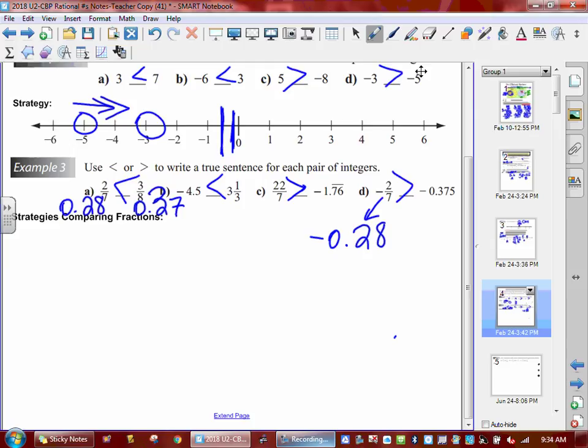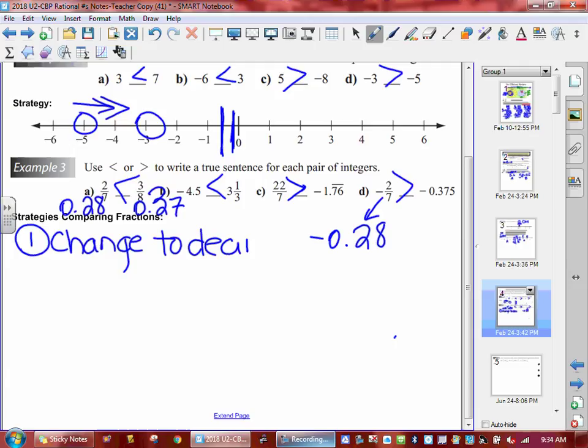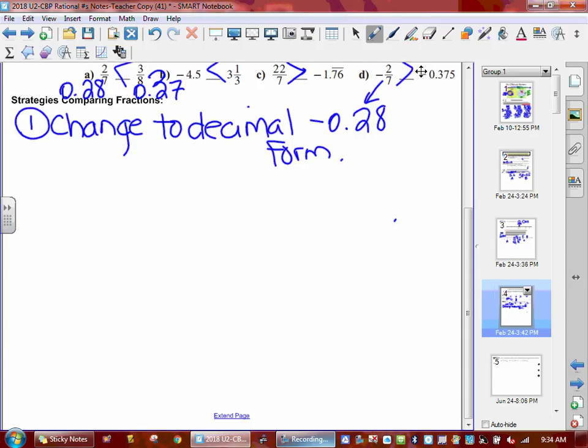Okay, so first one, change to decimal form. Okay, so that's the first thing we'll write down. Change them to decimal form. Now, strategies for comparing negative numbers is what we also need to write down. So, we've got our strategy for comparing fractions, and now we're going to do strategy for comparing negative numbers.